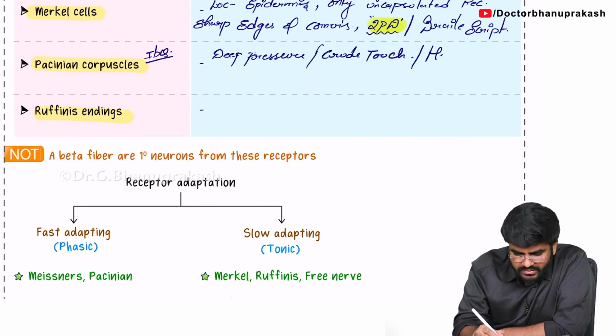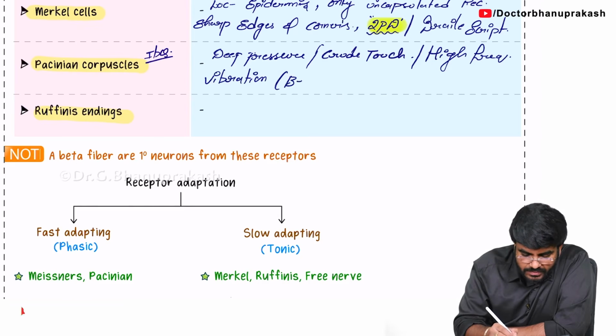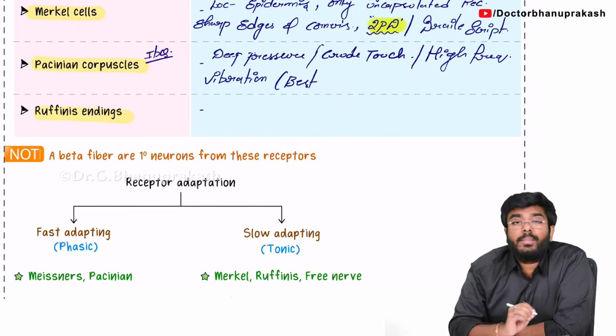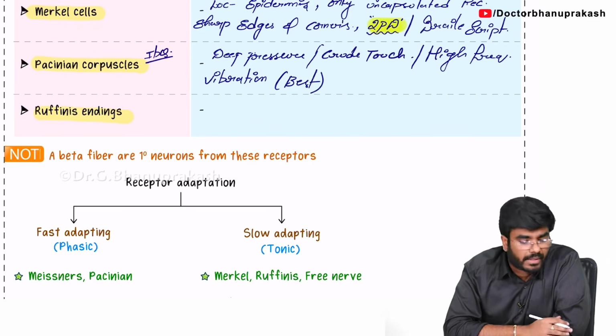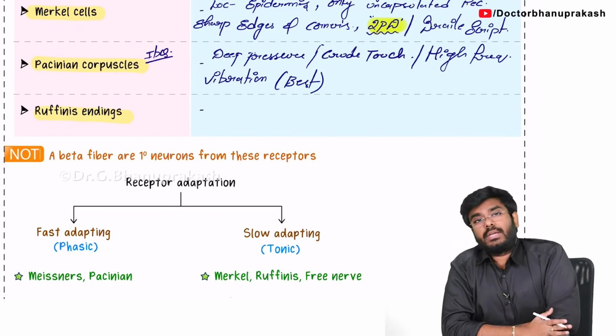Okay, high frequency vibrations. In fact, these are the best receptors for vibratory sense. The best receptor for the vibratory sense, if they ask you, it doesn't matter low frequency vibrations or high frequency vibrations, the best receptor for the vibratory sense is always Pacinian corpuscles.